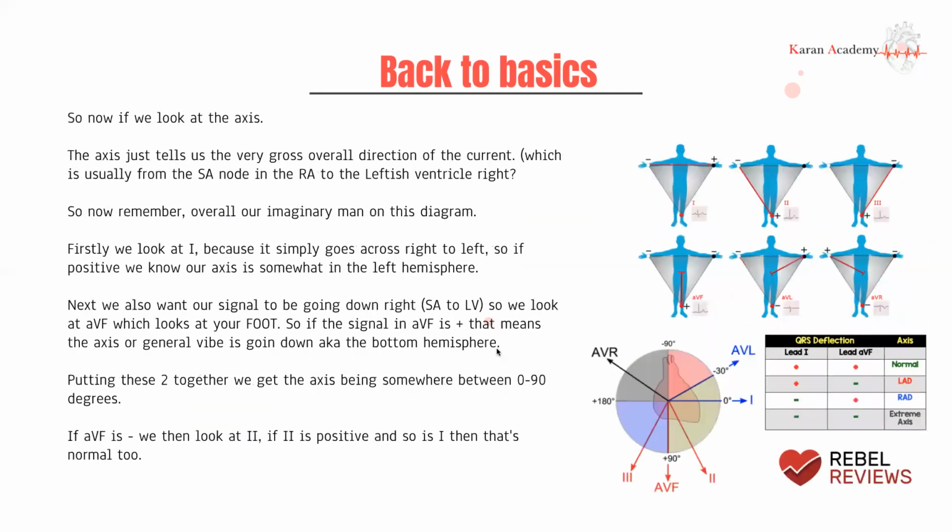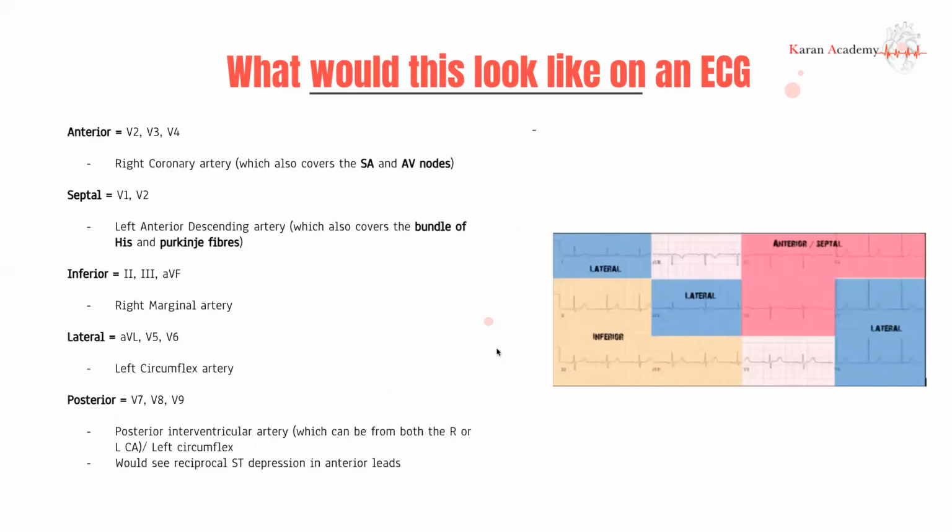Now, looking at how each area is represented on an ECG, you need to know which parts of the heart correspond to which leads. Septal leads are V1 and V2. Anterior leads are V2, V3, and V4. Inferior leads are 2, 3, AVF. Lateral are AVL, V5, V6, and then posterior leads, which we don't really look at, are V7, V8, V9, which are extra leads we can apply under certain circumstances.